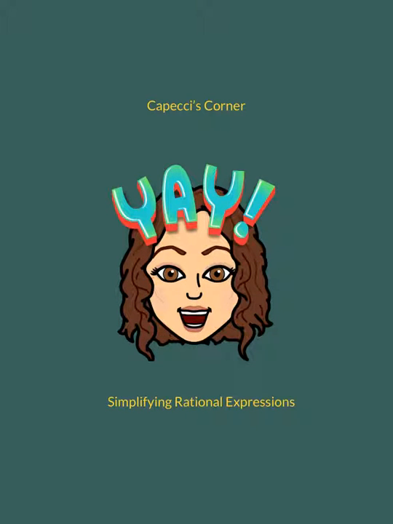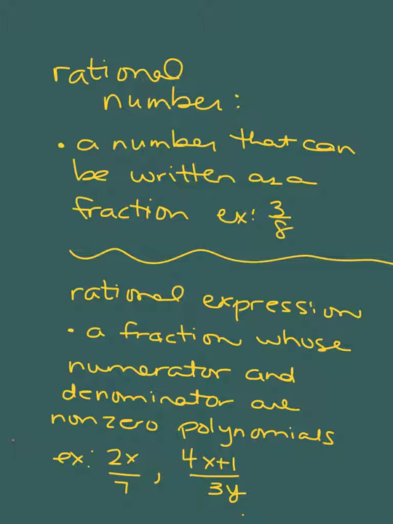Today in Capechi's Corner, we're going to work with simplifying rational expressions. A rational number is a number that can be written as a fraction. So we have an example here of 3/8. That's a rational number. When we're talking about rational expressions, we're talking about a fraction whose numerator and denominator are non-zero polynomials. So we have, for our first example, 2x/7, and our second example is (4x plus 1) over 3y.